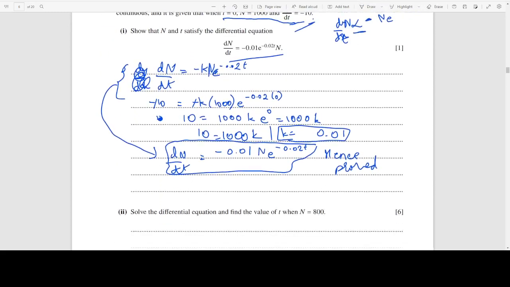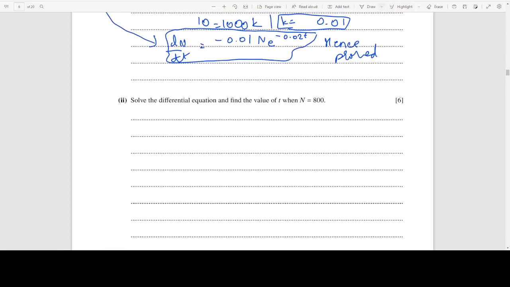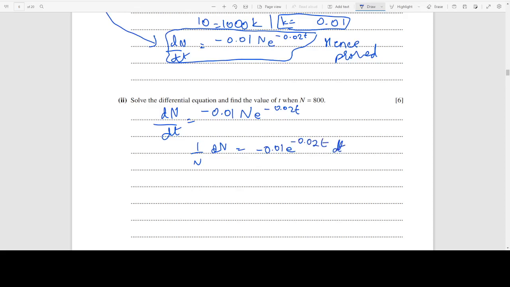Now, we'll have to solve the differential equation, which is going to be for 6 marks. I have to find the value of t when n equals 800. So we have dn by dt is negative 0.01 n e raised to minus 0.02 t. Let's bring all the n terms on one side. So we have 1 upon n dn is equal to minus 0.01 e raised to minus 0.02 t dt, and we can just integrate both sides.